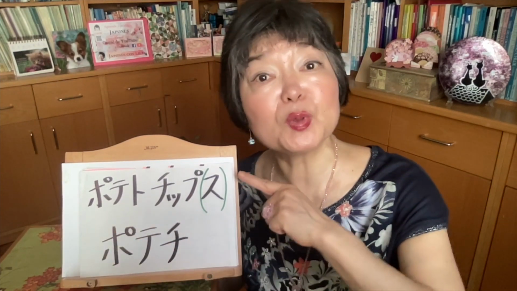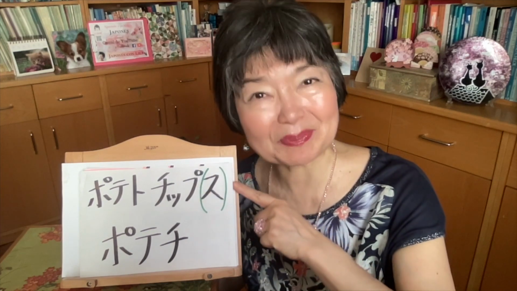Potato chips in Japanese, there are 3 ways to say in Japanese. Potato chip, and the other one, potato chips, and the other one, this is the shorter one, potechi.